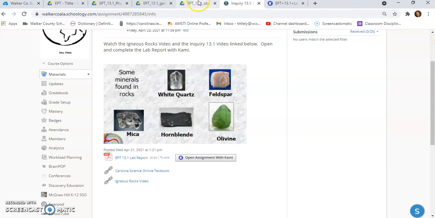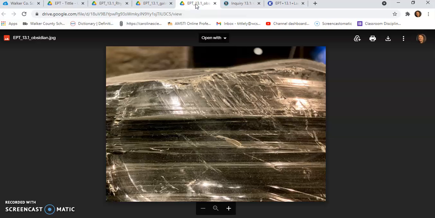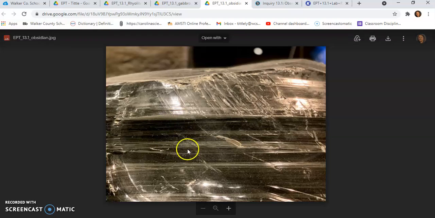Okay, rock number 3 is obsidian. Look at how obsidian looks. How do you think it would feel? What would its texture be? Is it large grained, small grained, mixed grained, or glassy? And put the characteristics for obsidian on your data table.